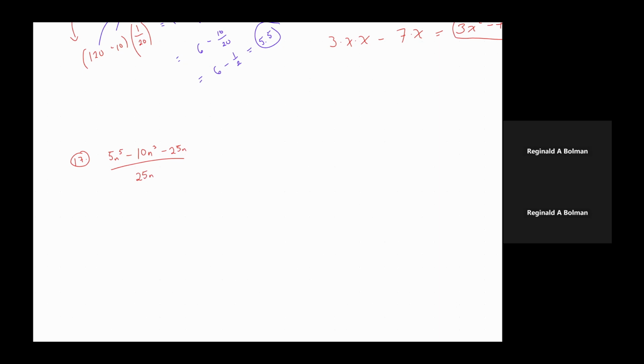If we were to use the GCF technique in the numerator, you're going to have 5 times n times n times n times n times n minus, because n to the fifth is going to be just n multiplied by itself 5 times, minus 5 times 2 times n times n times n, minus 5 times 5 times n. That'll all be in your numerator of your expression. And then in your denominator, you'll just have 5 times 5 times n.